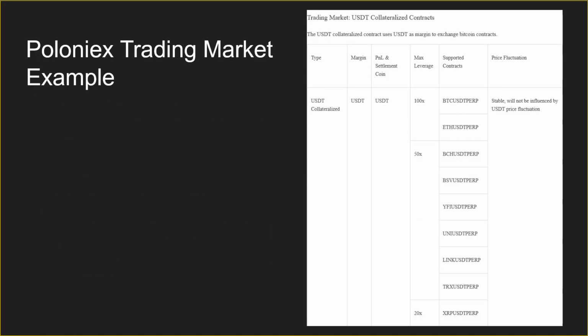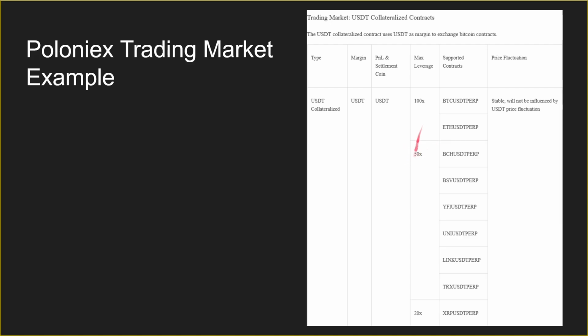Here's an example from Poloniex. This is their trading market example. Here are just various contracts that they support. This is their US Tether, USDT, the Tether collateralized positions, and they accept the margin in USDT. Their P&L settlement coin is in USDT, and they show maximum leverage position. So they actually offer 100x leverage, and they only support that with Bitcoin to USDT perpetual contracts.